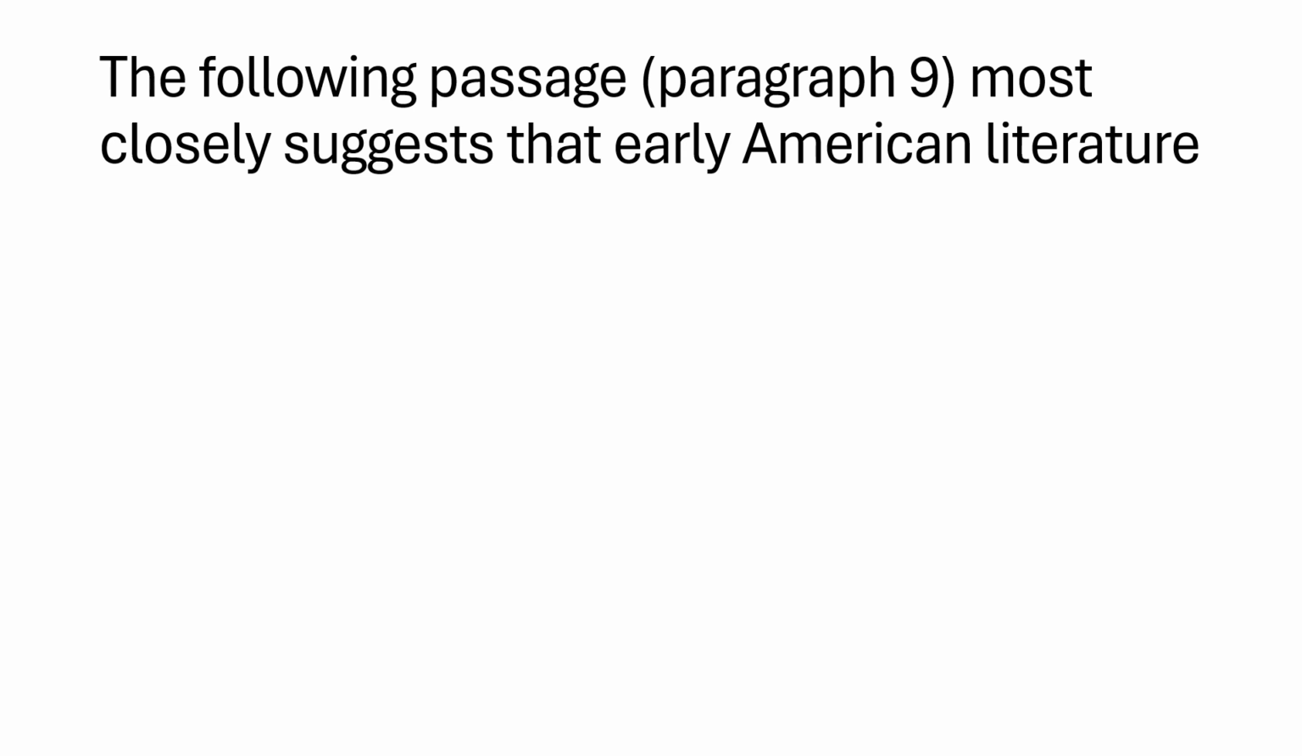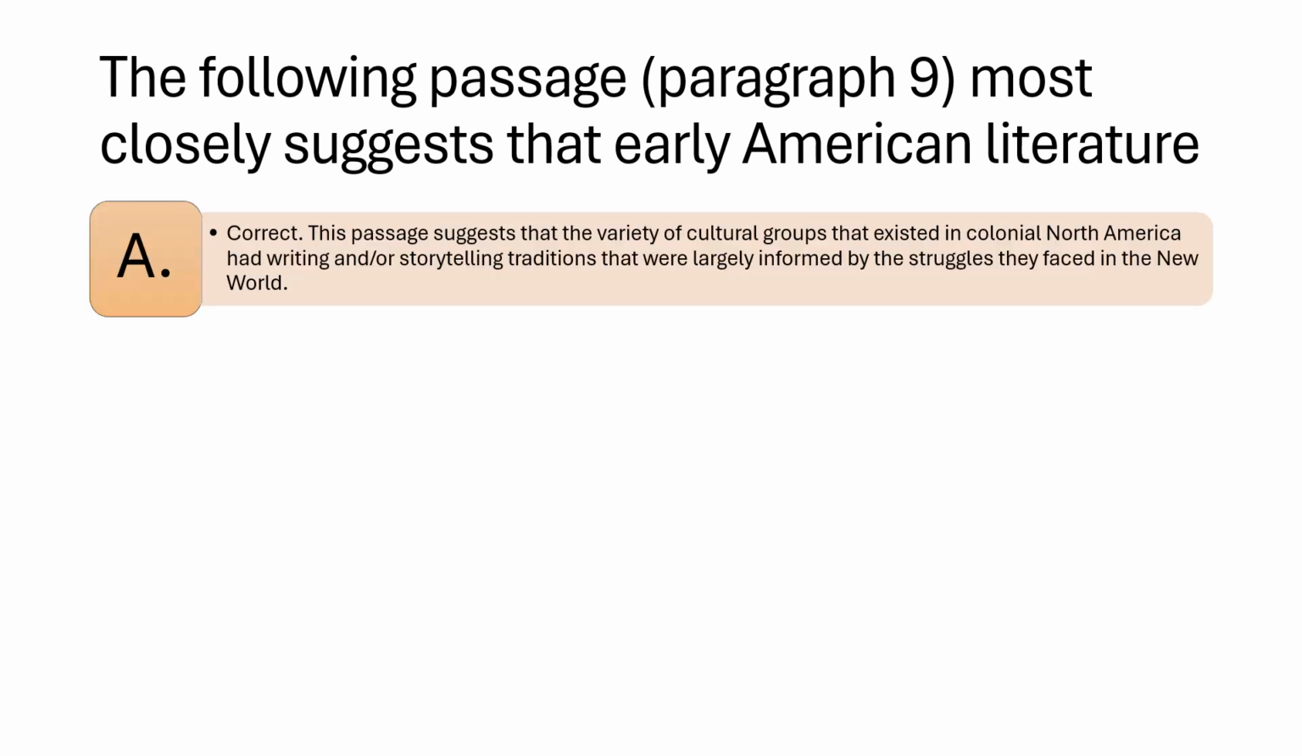The following passage, paragraph 9, most closely suggests that early American literature, A, is correct. This passage suggests that the variety of cultural groups that existed in colonial North America had writing and/or storytelling traditions that were largely informed by the struggles they faced in the New World.